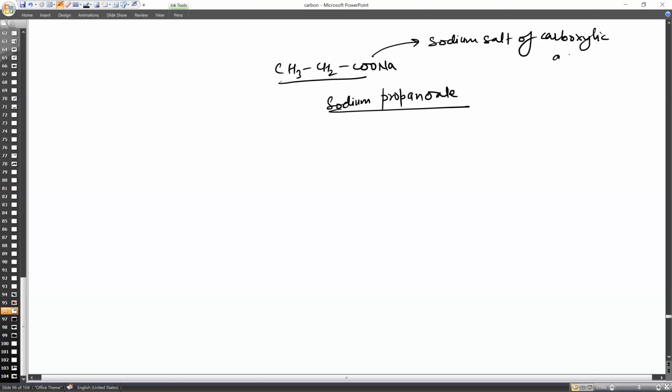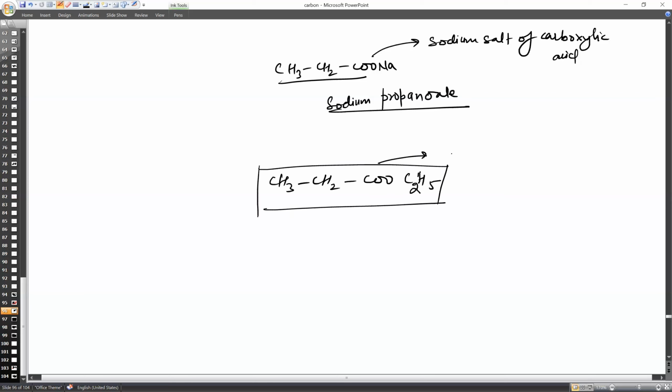Okay, but if I talk about this one, like CH3CH2COO, and I have a C2H5 here, so this is an ethyl group, and this total is known as an ester. This is an ester. Because there is an alkyl group chain, then C double bond O, and then R. This R can be the same or it can be different depending on the type. Okay, so what's the name for this one?